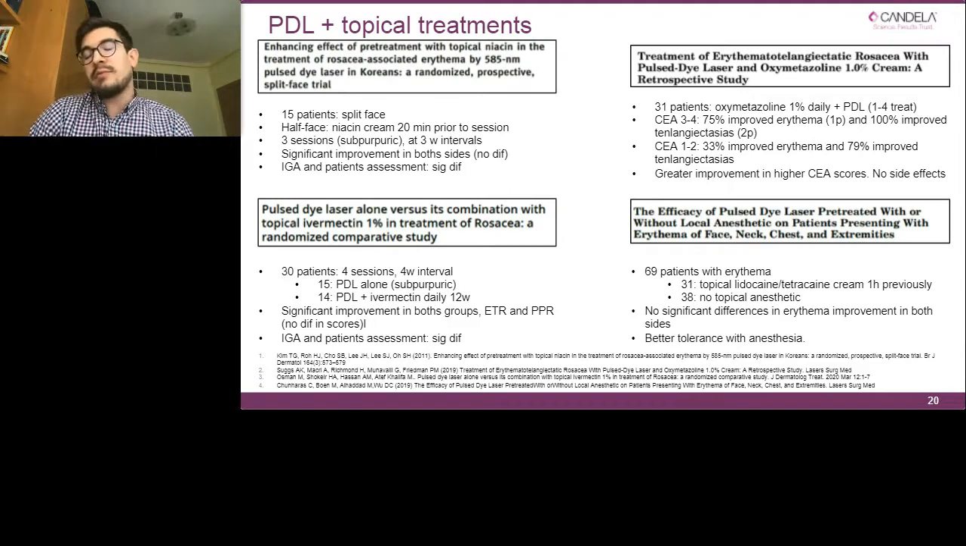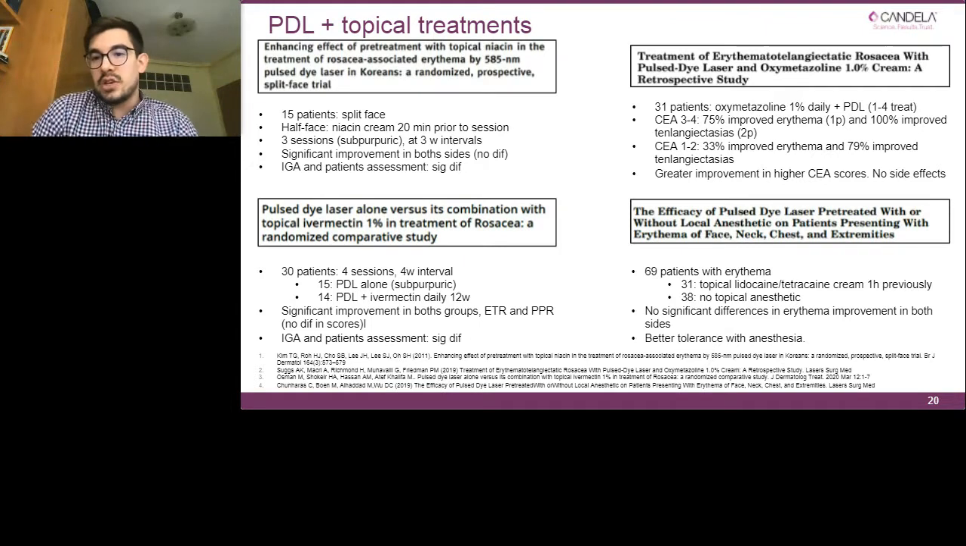There are some patients, above all some adolescent patients and some patients with rosacea, who have very sensitive skin that may complain about the use of lasers on the skin because it's itchy, it's a bit uncomfortable. So they may ask you to try to apply some topical anesthetic cream prior to the laser. So in this article, they include 69 patients, and they make half of patients just with PDL, and the other half with topical anesthesia 1 hour previous to the application of the PDL, and they see that there are no significant difference in the erythema.